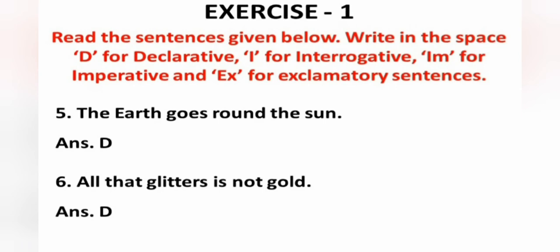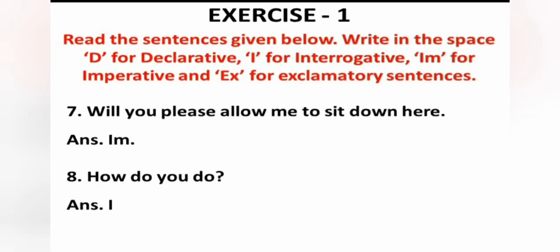Let's see the next example. Will you please allow me to sit down here? Have full stop at the end. You can see in this sentence we have the word please that shows it is a request. So it is an imperative sentence. So we have to write here IM.